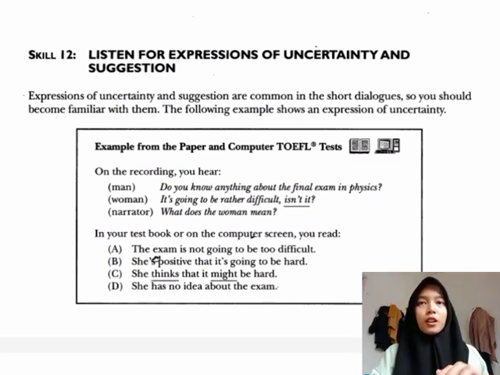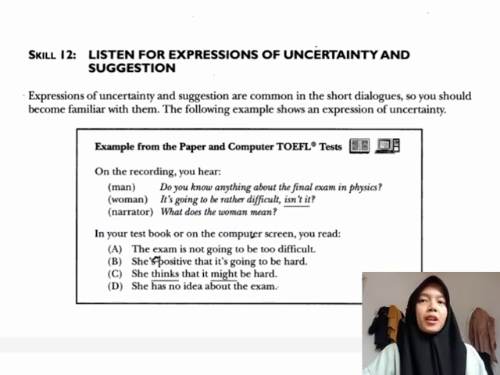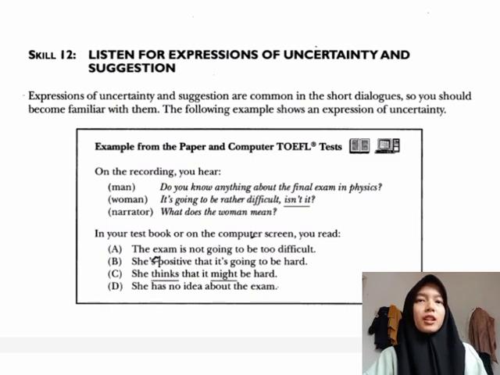We have a question here with a man, a woman, and then the narrator. The man says, "Do you know anything about the final exam in physics?" So this is talking about a subject in the class. And then the woman says, "It's going to be rather difficult, isn't it?" Here "isn't it?" is a question tag used to find agreement, and she is also still unsure about her statement.